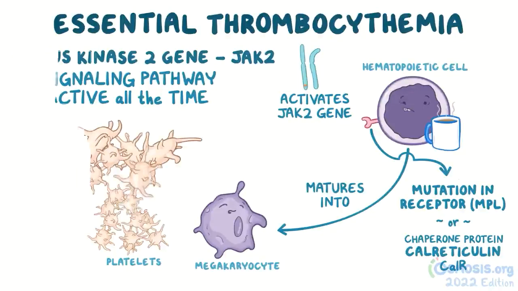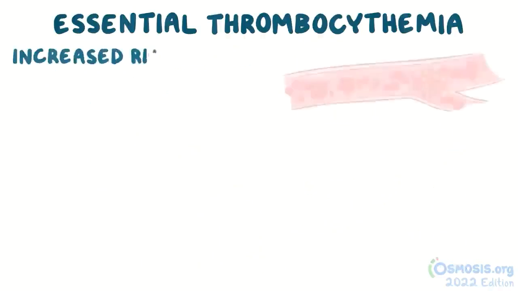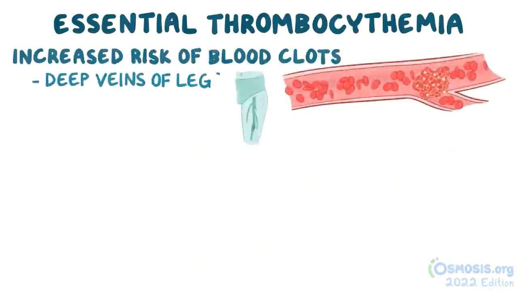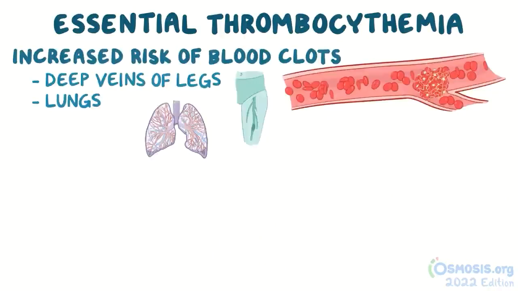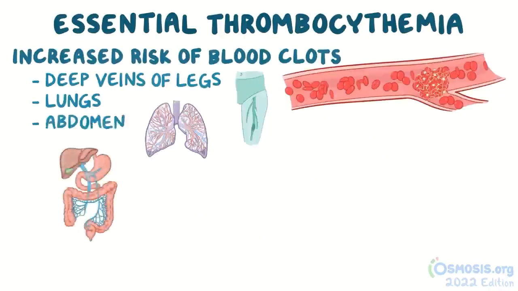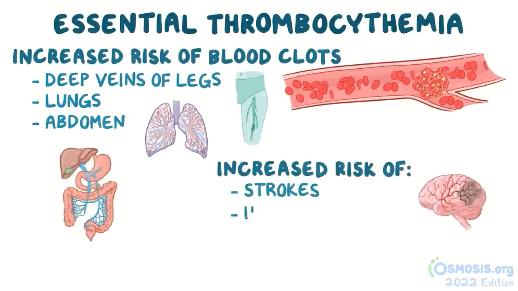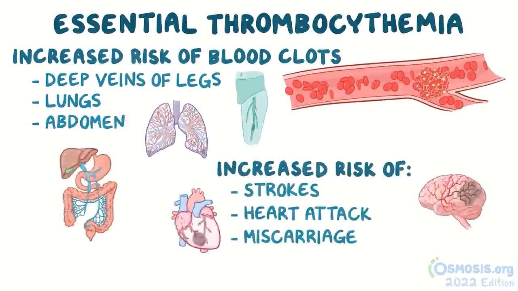Now, all of these excess platelets end up causing an increased risk of blood clots in the deep veins of the legs, lungs, and even sites where clots don't usually form, like the abdomen. As a result, there's an increased risk of stroke, heart attack, and miscarriage.